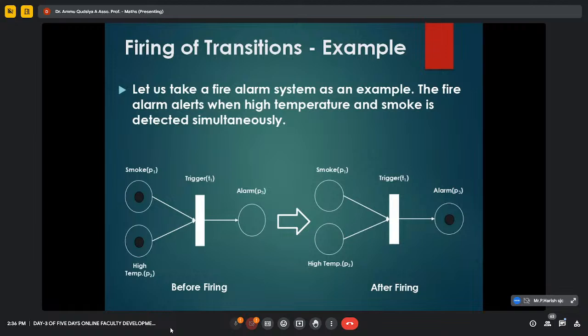So one token is enough for this arc, and similarly in high temperature, the arc between high temperature and trigger, I have not written anything, so it shows that number one. So only one token is enough on both cases to trigger this alarm. After firing, it has consumed both the tokens and it has deposited one token which shows that alarm system is on. So this is a small example of a fire alarm system.